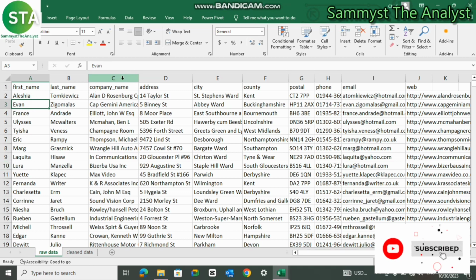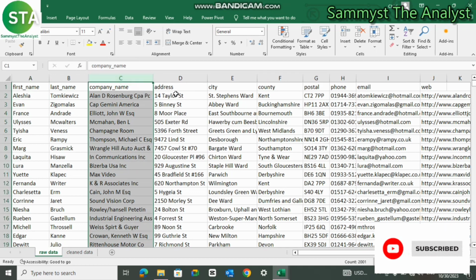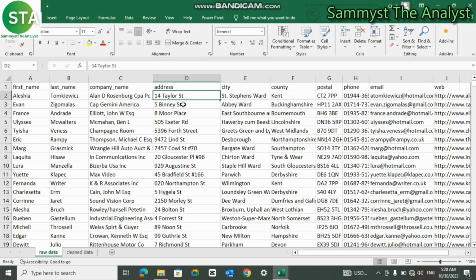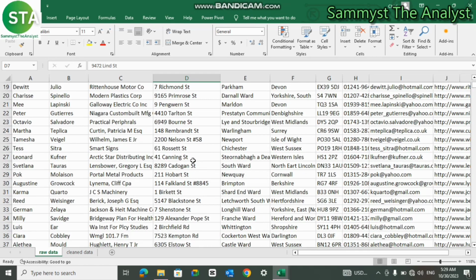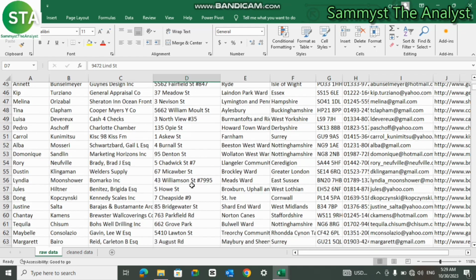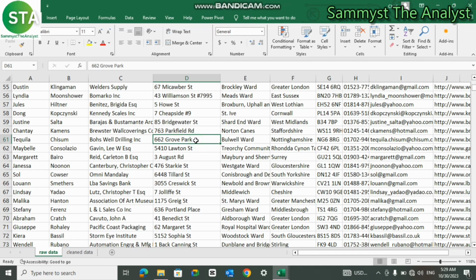And then the company name may be very important. And then the address is very, very important. Now you discover that there are unique things with this address. ST means street. This address here has a place. This is road. RD means road. This is street. This is street. So you can discover that in this address there are many streets, many roads, and there are also parks, like these grove parks.